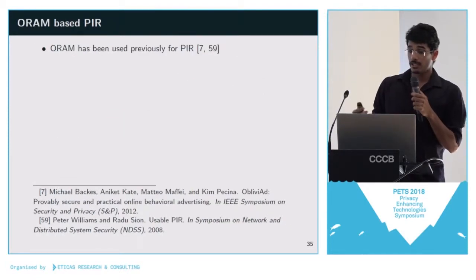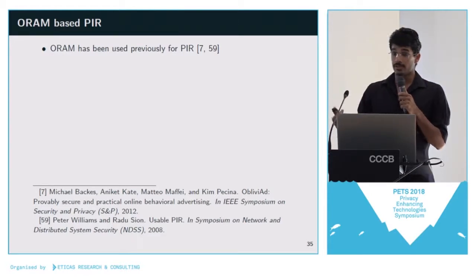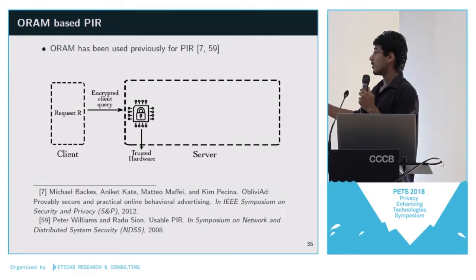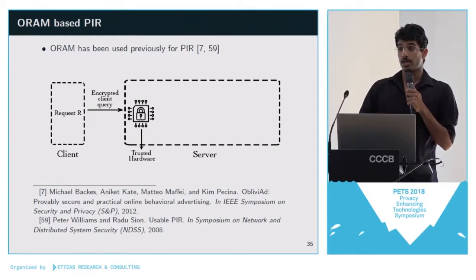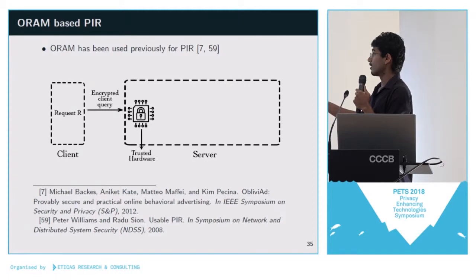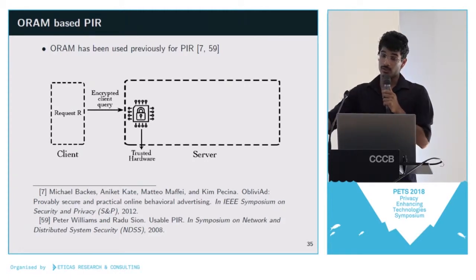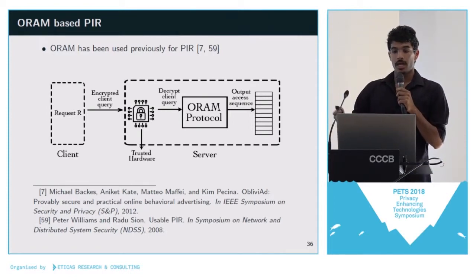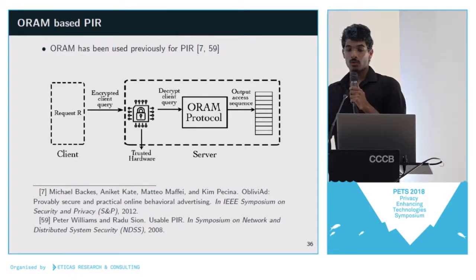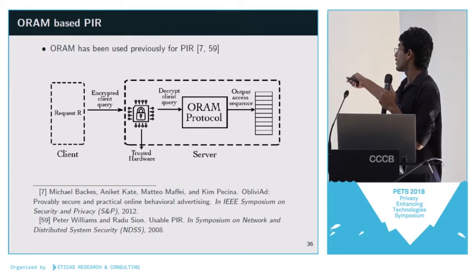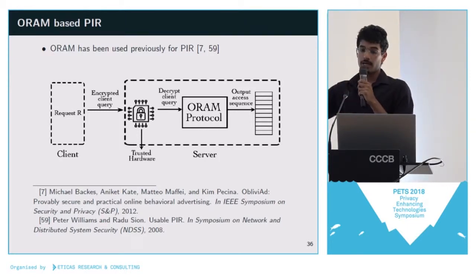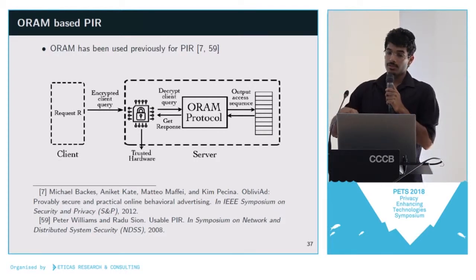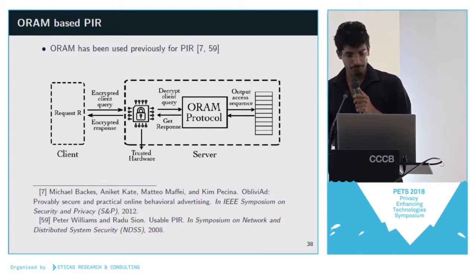ORAM has been used previously to come up with PIR constructions. I've given 2 references down here. Typically how they work is you have a client who wishes to request a particular record R. What he does is he encrypts the client query to a trusted hardware on the server. The trusted hardware decrypts this query and then sends it to an ORAM protocol. The ORAM protocol then does the real work. It accesses the untrusted memory, it gets back the record, and then it gives it back to the trusted hardware, which then encrypts this response and gives it back to the client.